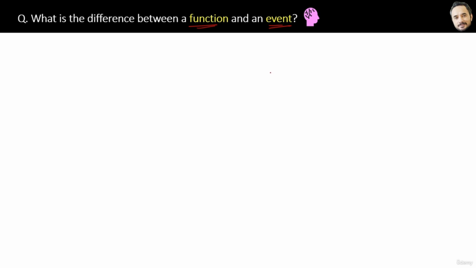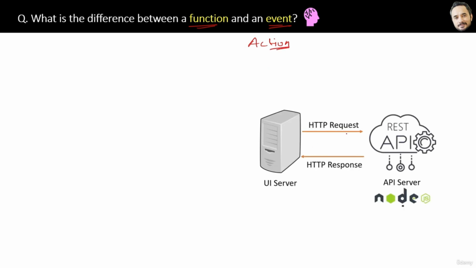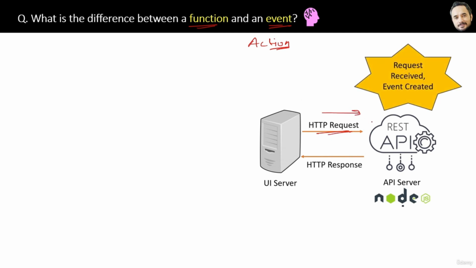A function is a reusable piece of code in your application that performs a specific task whenever that function is called. Right? Clear? Whereas events represent an action. For example, when your Node API application gets some request from a front-end server like this, that means some action happened, and therefore an event will be created in your Node application.